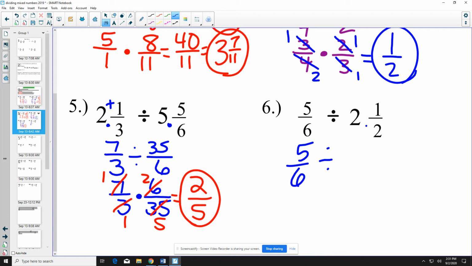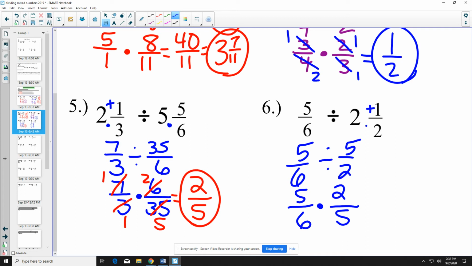2 times 2 is 4, plus 1 is 5. So we make them improper. Next we do what? Keep, change, flip. Good. So we keep 5/6 the same. So on your paper, write 5/6, change your division to times, flip the 5 over 2 and make it 2 over 5. Once you flip, you can look for cancellation.